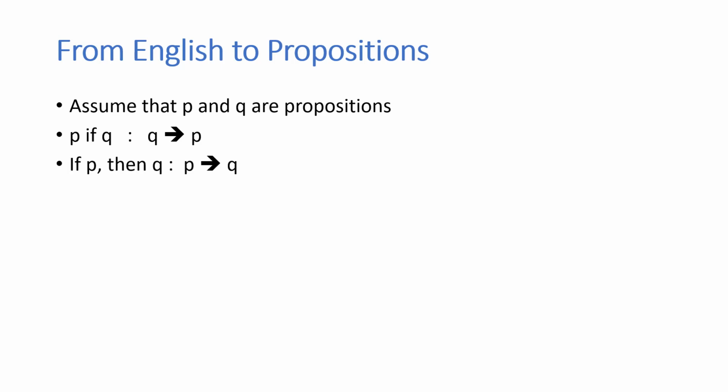If P then Q is much more straightforward. That is, if P then Q means if the P condition is true, then Q must be true. So this means P implies Q.